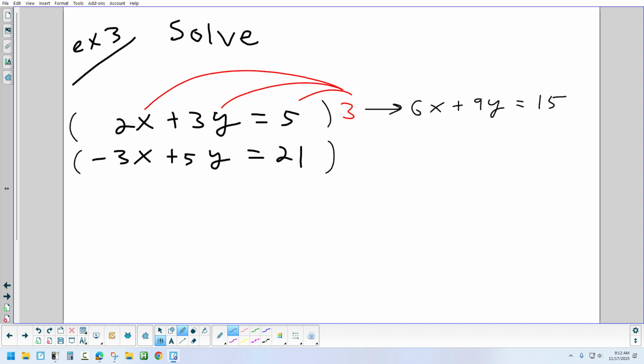All right, so we're trying to get the x's to cancel, which means somehow we've got to get a negative 6x in the bottom. What could we multiply the second equation by? 2. So let's multiply that by 2. And then 2 times negative 3x gives you negative 6x. 2 times 5y gives us 10y. And 2 times 21? 42.